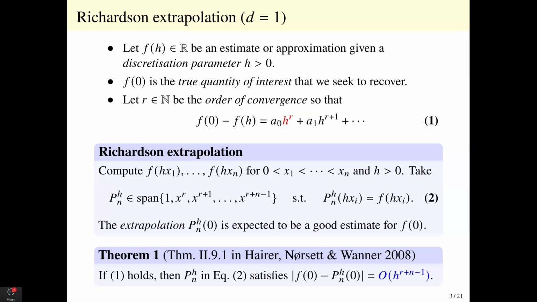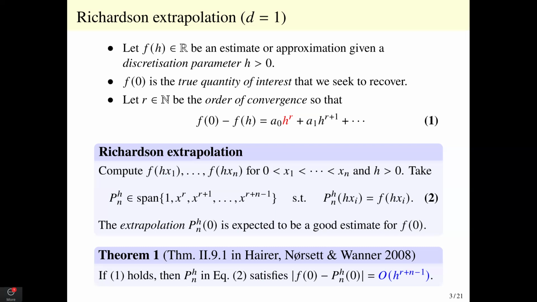And now if your numerical method is somehow consistent, in the sense that as h goes to zero you actually converge to the true quantity of interest, we can say that f of 0 actually represents the solution of the differential equation or the integral of your unknown function. And in many cases, if we know something about our method and the problem that the method is trying to solve, we can derive some kind of order of convergence for the method, so that when h goes to zero, the error, the true quantity minus the approximation, goes to zero with some polynomial rate h to the r.